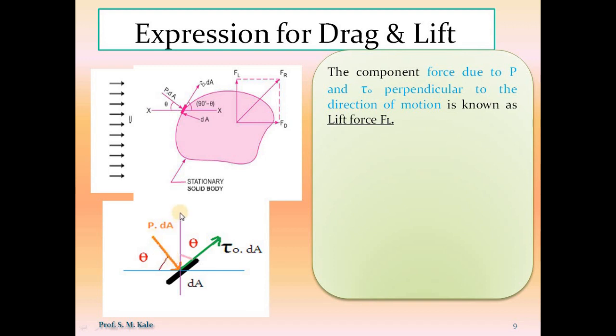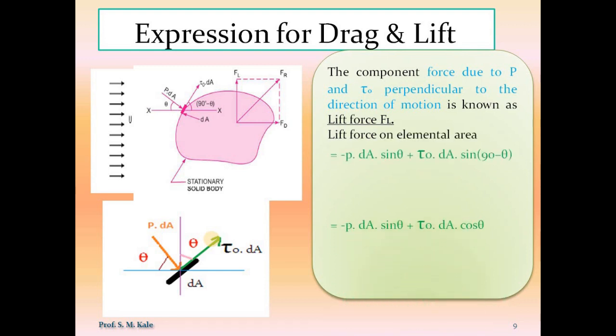That P dA sin theta will be acting in the vertically downward direction, and tau 0 dA sin (90 minus theta) will be acting in the vertically upward direction. So the vertical component of P dA is nothing but P dA sin theta acting in the vertically downward direction, and tau 0 dA sin (90 minus theta).